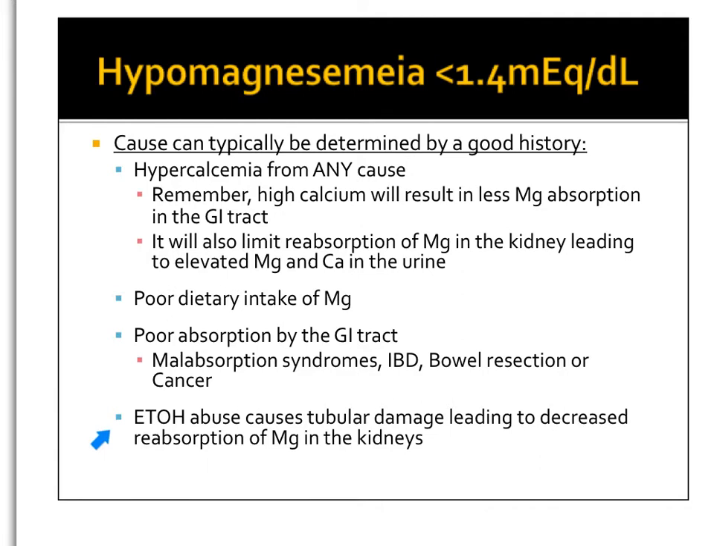Folks who are chronic alcohol abusers, that can tend to lead to tubular damage, and so you have less resorption or reabsorption of mag in the kidneys. In addition, if they're a chronic alcohol abuser, that can also lead back to the poor dietary intake. For many of these folks here, if their primary source of nutrition is just alcohol and they're getting their carbs from the alcohol, then they could also have a lack in their mag absorption as a result of poor nutrition.